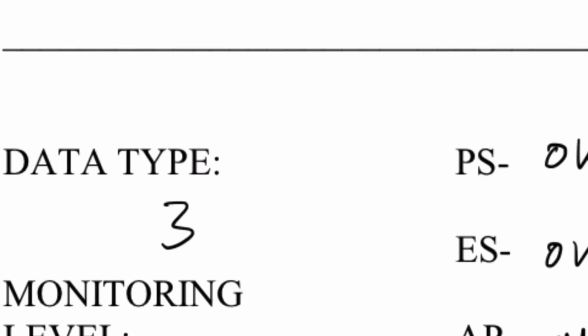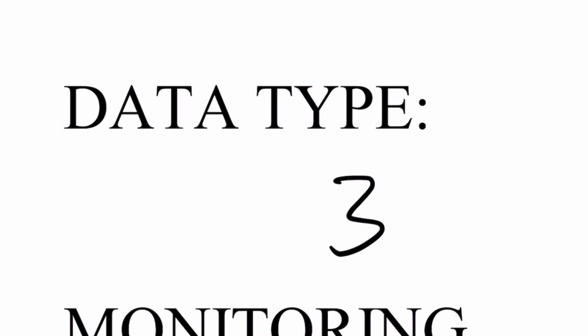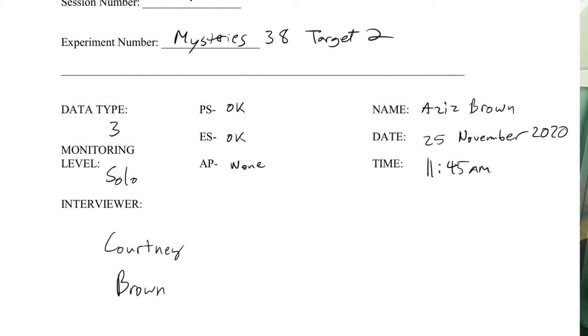Now, there are many data types, but we will only discuss 3 and 4. 3 denotes a solo session where you are working alone, and 4 denotes a monitored session. A monitored session, at Farsight, refers to a session where you have somebody helping you learn the remote viewing process, someone who's aiding in your training as a remote viewer. If you are studying alone, just put down 3, and for monitoring level, just put down solo, because you are studying solo. If you ever have a monitor, just write down monitored.